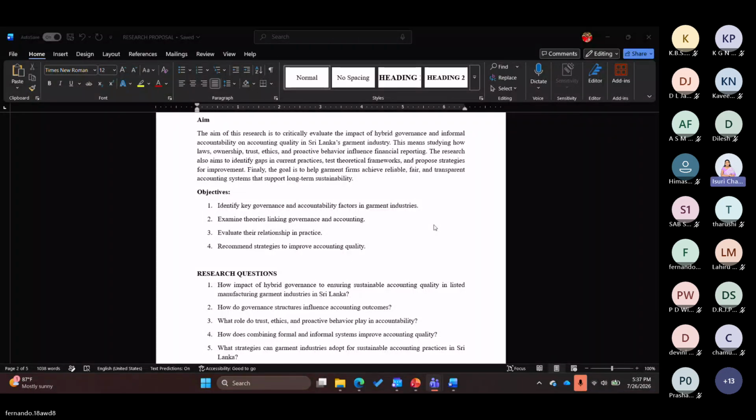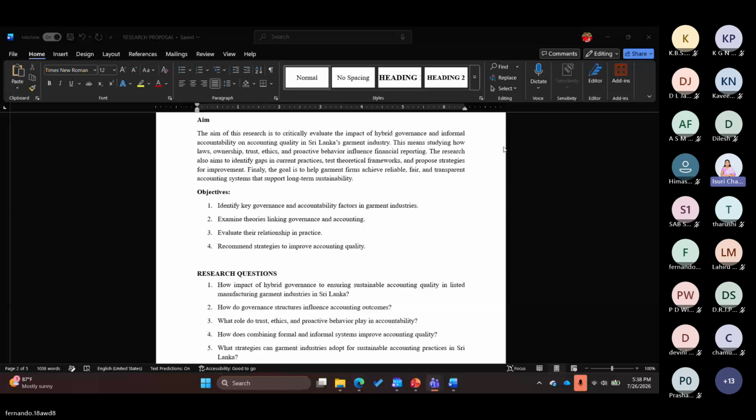Can't you hear my voice? I can hear, madam. Okay. First question you can rephrase like that, right? What is the impact of hybrid governance on ensuring sustainable accounting quality in listed manufacturing garment industries in Sri Lanka? Second question, how do the governance structures influence accounting outcomes? How do role, trust, and ethics provide the behavioral players in accountability? How does the combined formal and informal system?